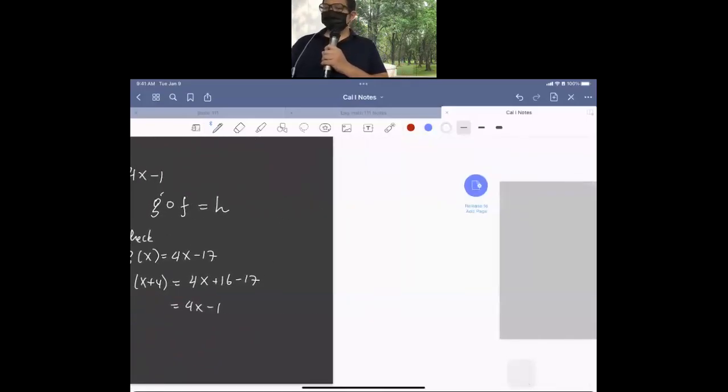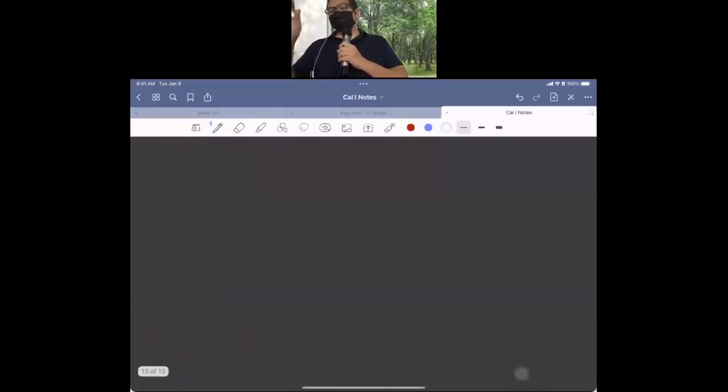Now the next part, after the composite functions, we move to the other sections. We are going to review the exponential functions.